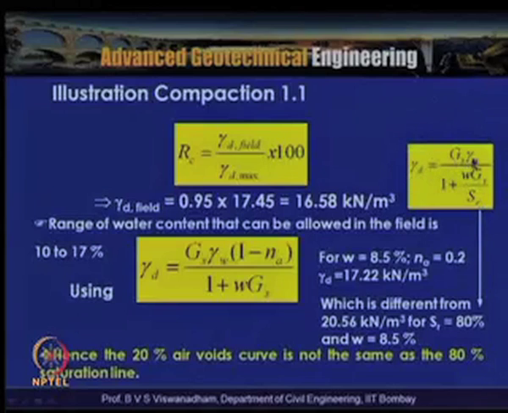Gamma d is equal to Gs into gamma w divided by 1 plus w Gs by Sr. When Sr is equal to 0.8 and water content is 8.5%, the density which is actually obtained is around 20.56. So this density is different from what is obtained from this one. If they have to be the same, then we need to get the same values. Hence we can say that the 20% air voids line, which is the air voids curve, is not the same as the 80% saturation line, and similarly air content lines also.